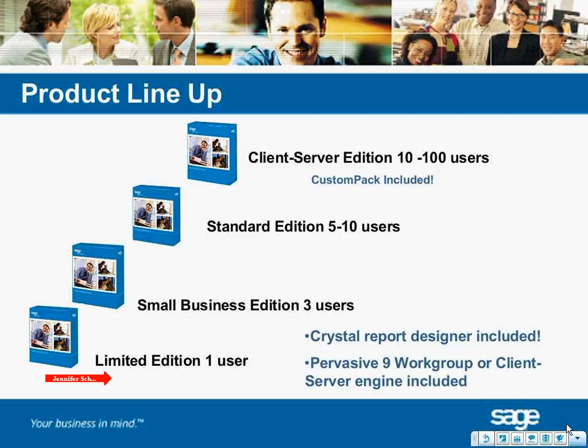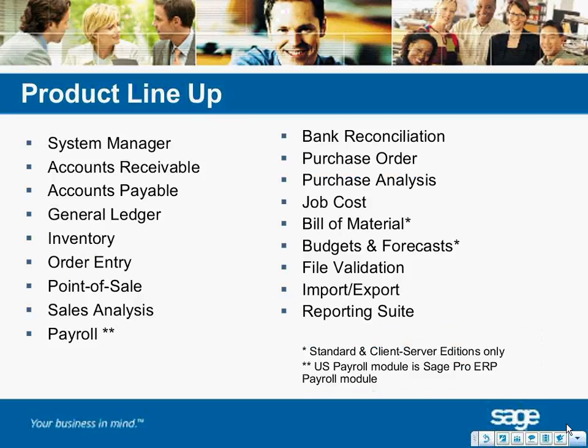Now on the next slide, I'll show you what else is included when you purchase any of the editions, which is all of our modules. Something else unique about Sage Business Vision is that we do ship all of the modules when you purchase a product. So with some other products, you will need to pick and choose which modules you need and pay for them separately. But with Sage Business Vision, you will receive all these modules when you purchase the product.